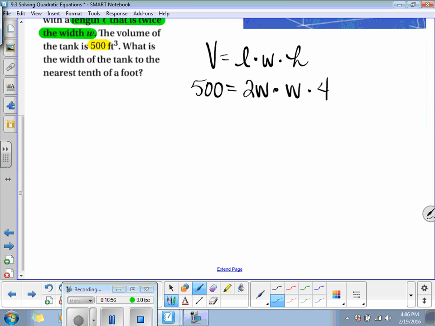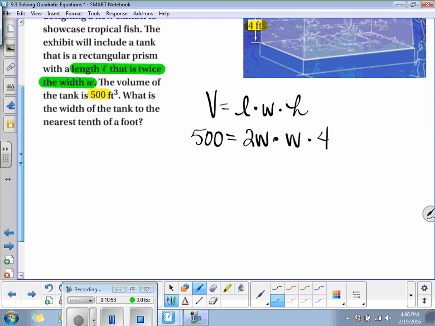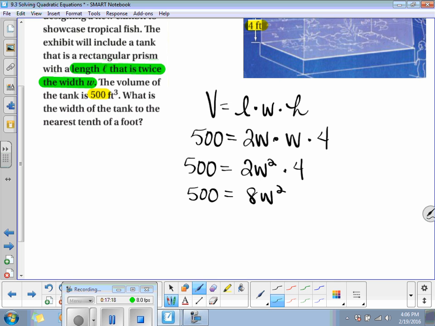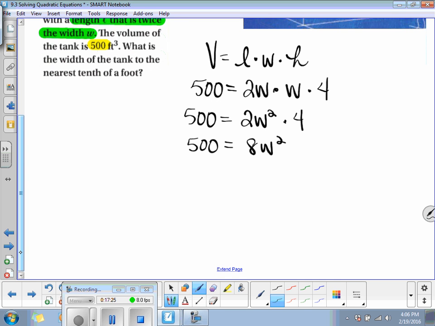So now we can simplify. So we've got 500 is equal to 2W times W. That's going to be 2W squared times 4. Okay? Simplifying some more, of course, 2 times 4 is 8. So this is going to be 500 is equal to 8W squared. And now we're just going to use the square roots. So we're going to solve for the width. So we're going to divide by 8 on both sides.